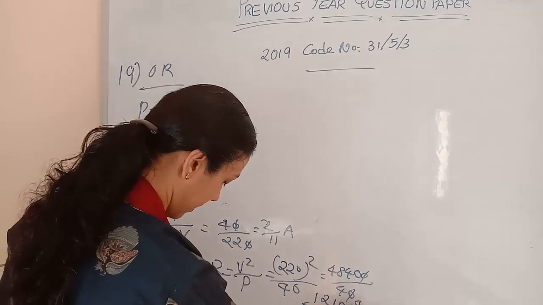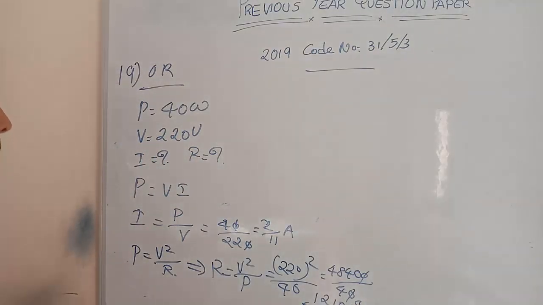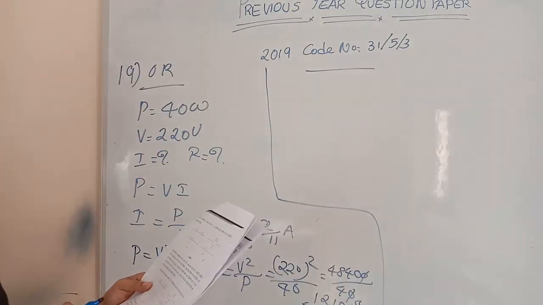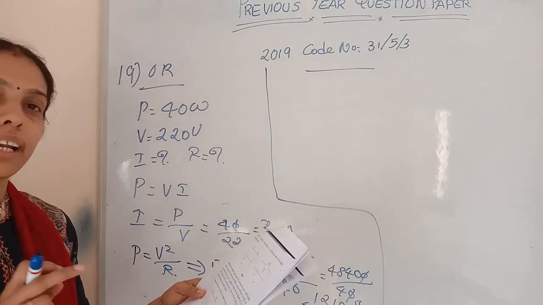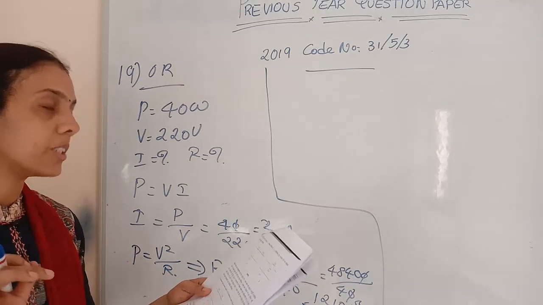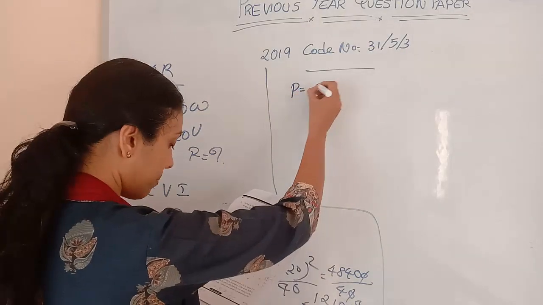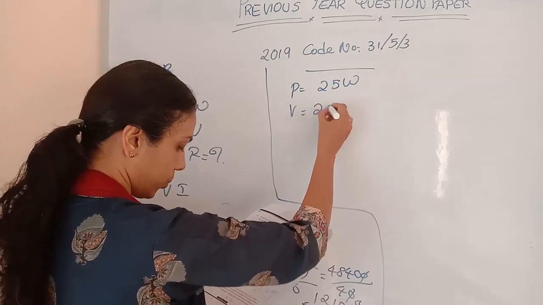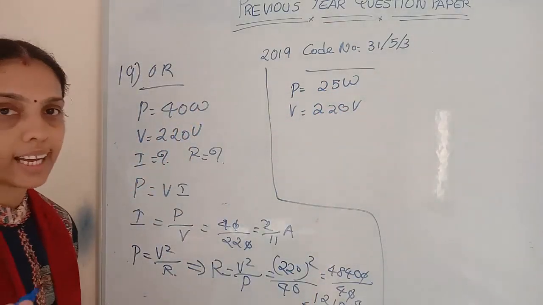This will be the resistance. Okay, so the resistance is 1210 ohm. Okay, so the next one, in the second part, if the given bulb is replaced by a bulb of rating 25 watt 220 volt, will there be any change in the current and resistance?